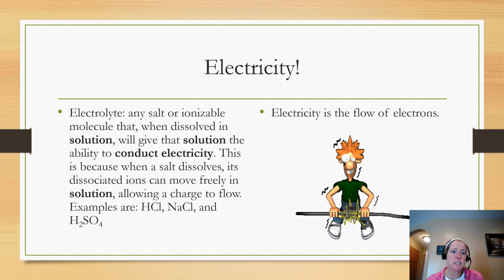When it comes to electricity, know the difference between electricity and an electrolyte. Electricity is the flow of electrons, whereas an electrolyte is any salt or ionizable molecule that, when dissolved in a solution, will actually be able to conduct electricity. A very common one you're familiar with is NaCl, that's typical table salt.